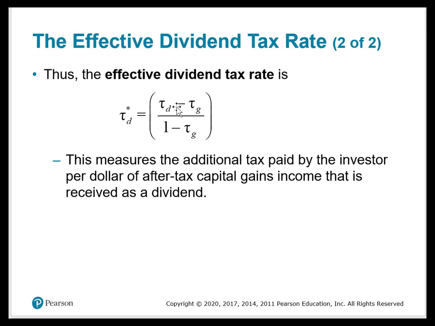So if you look at the difference between the tax on dividends and the capital gains tax, again, that's what this T sub D with the star is. It's the effective tax rate. It depends on this difference. Now, we now know what? If you don't sell the stock, T sub G is 0. So that means what? T sub D is just the tax that you pay on dividends, right?